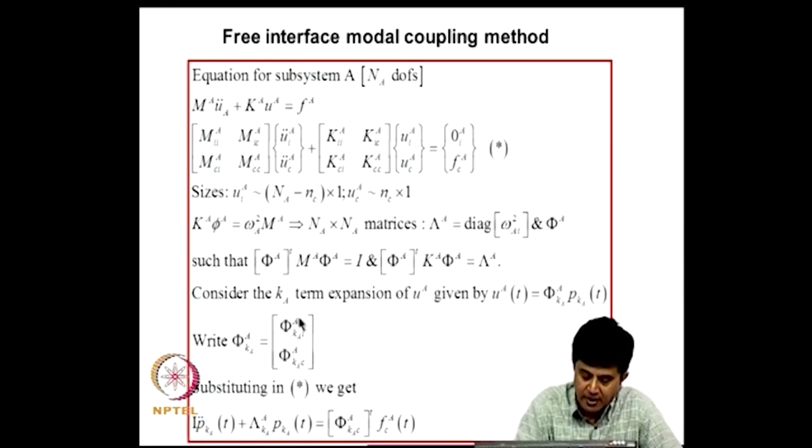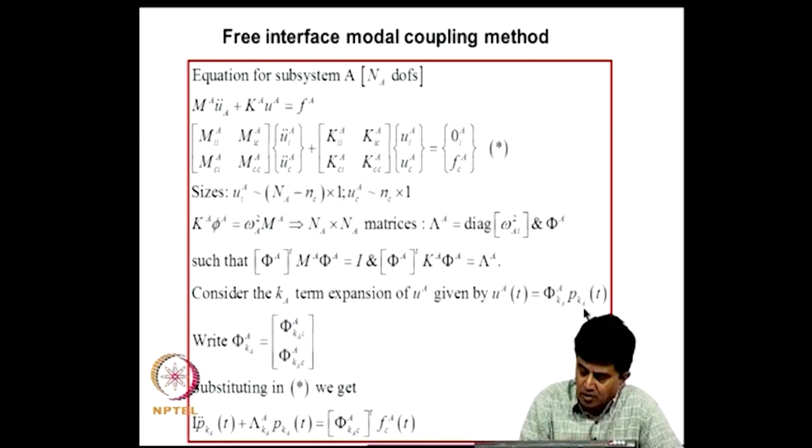Now, if I were to consider a modal expansion for the response, this is a full Na by Na matrix, but I may not include all the modes in a given calculation. So, out of capital N modes that are available, I may retain k modes. So, I will say that I am going to write UA of t as phi ka pka of t, where pka of t are the generalized coordinates. The subscript k here denotes the fact that I am retaining only k terms in the expansion, and ka means I am talking about subsystem A.